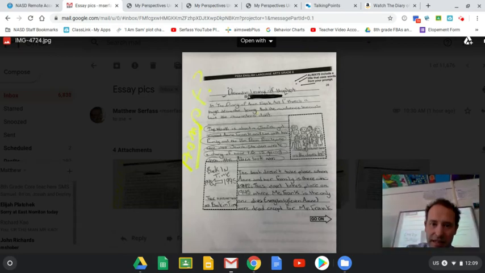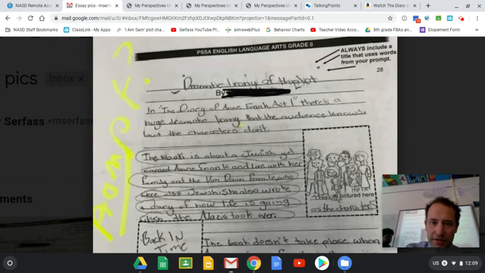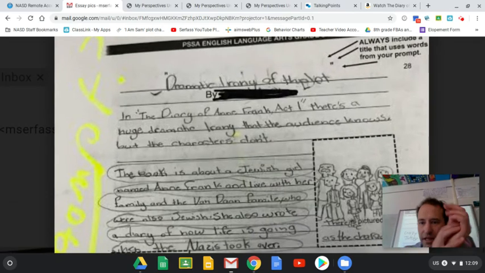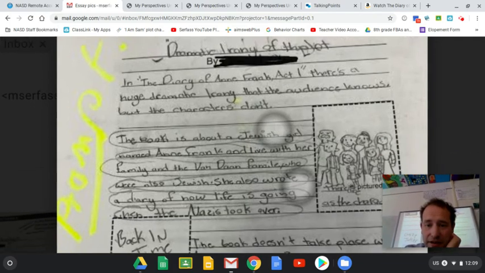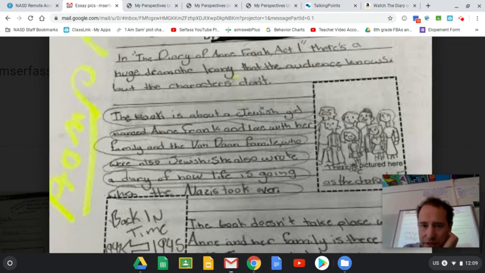They were responding to this, and you can see the prompt reflected in their thesis, which is key. The prompt said, what's the function? What's the use? What's the reason that dramatic irony is used in this play? In The Diary of Anne Frank, there's dramatic irony that the audience knows but the characters don't, right? The fact that they're all going to die. And he points that out here, and you can see he has a clever little picture to go with it, too.